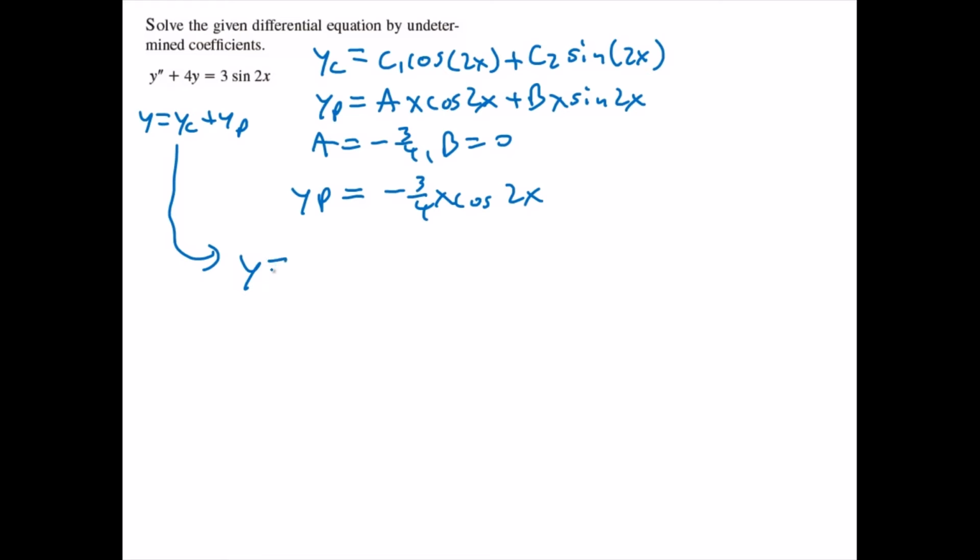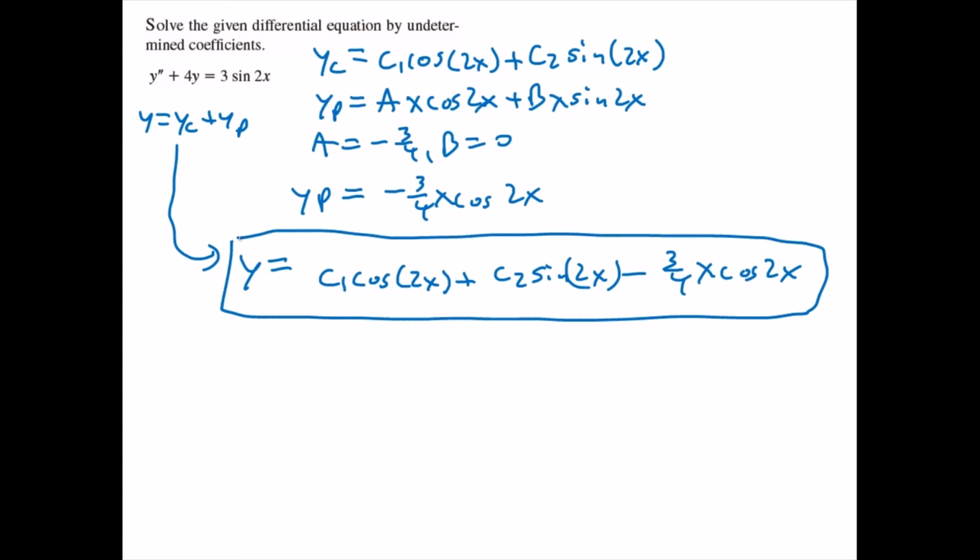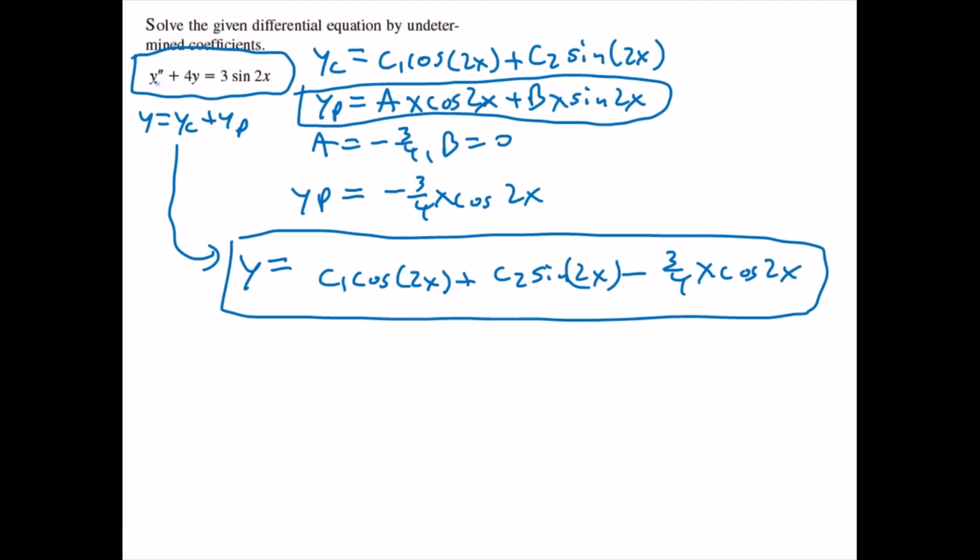So now our complete solution, y, which is the complementary plus the particular solution, will be c sub 1 times the cosine of 2x plus c sub 2 times the sine of 2x, and then we'll subtract 3/4 x times the cosine of 2x. So using undetermined coefficients, we're able to solve this differential equation by writing it as a complementary solution function plus a particular solution. And using this particular solution, we're able to find the constants necessary to make this function agree with what we have in our differential equation.